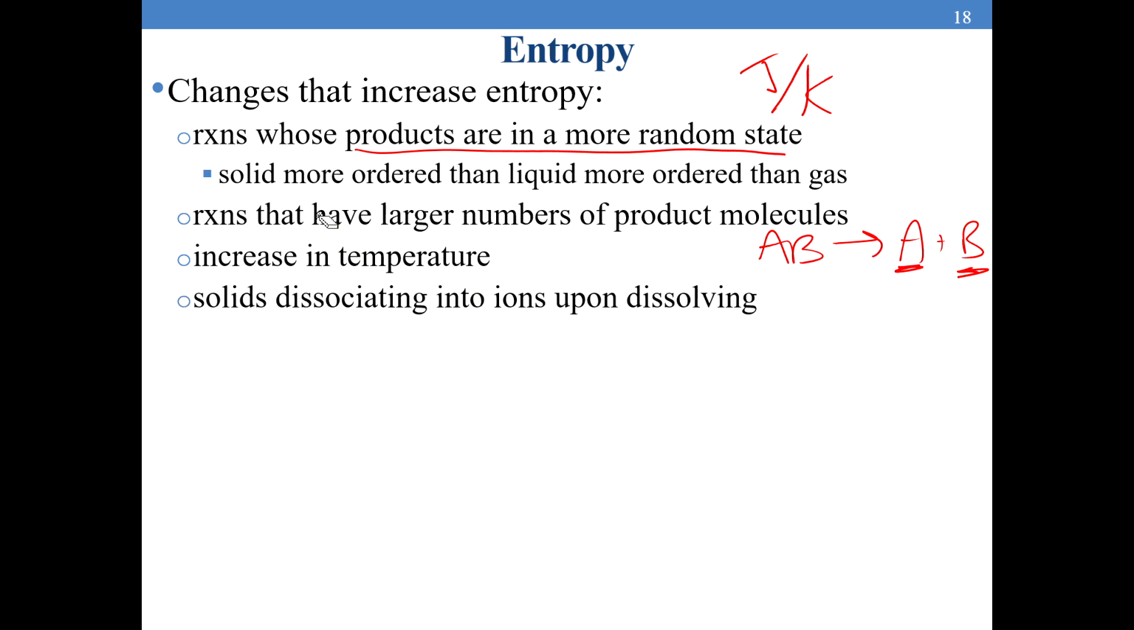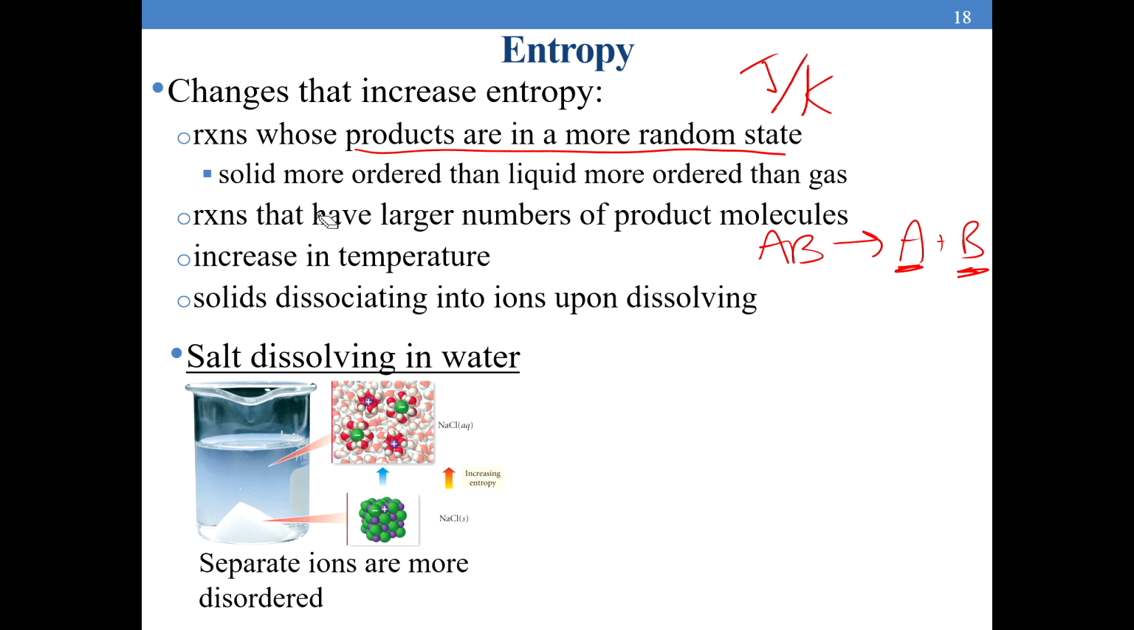A solid dissociating into ions upon dissolving into a solution, that is also an increase in entropy. And your book has an image of that. Salt dissolving in water. Okay, so you can sort of see the water in the beaker here, and then the pile of salt at the bottom. So this would be the solid salt, all ordered, cations, anions. And then this would be all the red and white, or the water molecules surrounding the appropriate ions that have separated into solution. And as you see, as we go from bottom to the top image, we have an increase in entropy because separate ions are more disordered than the collective solid at the bottom of the beaker, okay?